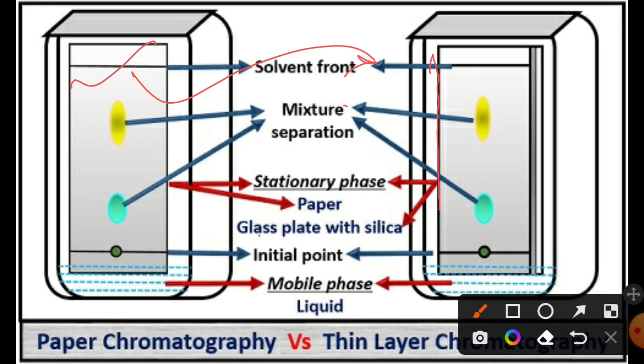Thin layer chromatography is nothing but using a thin layer of adsorbent, which can be made up of cellulose, alumina or silica, as the solid phase.